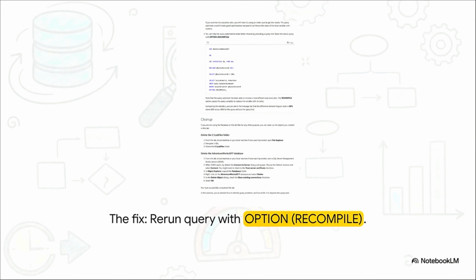So how do we guide our blind optimizer out of the dark? The fix is actually incredibly elegant. We keep the variable, but at the very end of the query, we tack on a query hint, OPTION (RECOMPILE). This one simple little line tells the SQL query compiler, hey, wait, do not build a plan yet. Replace this variable with its actual runtime value first and then compile the best possible plan.